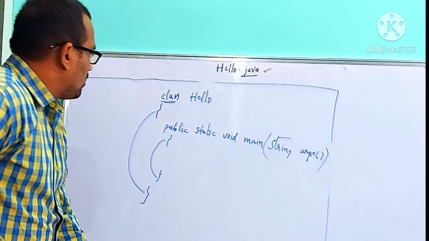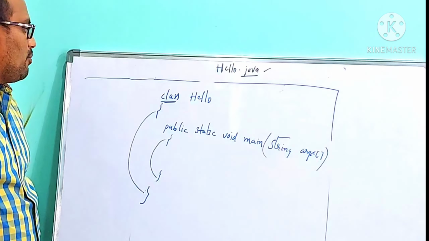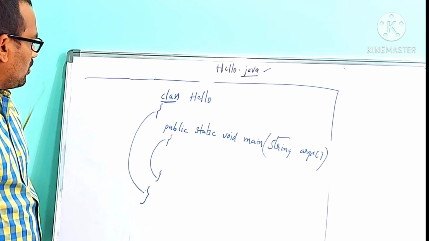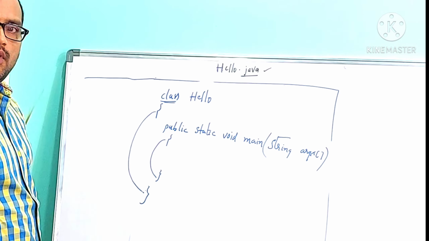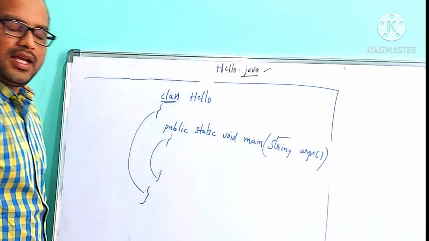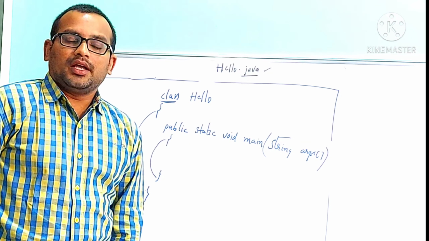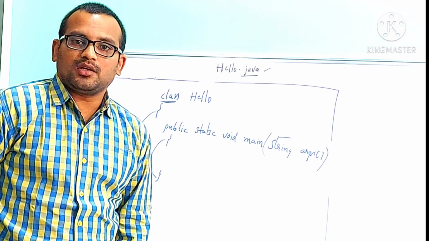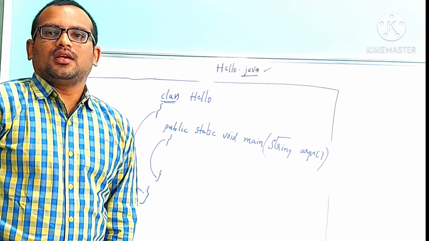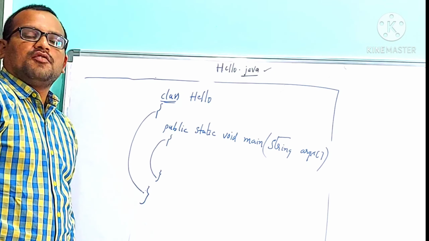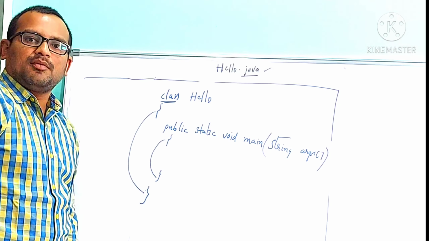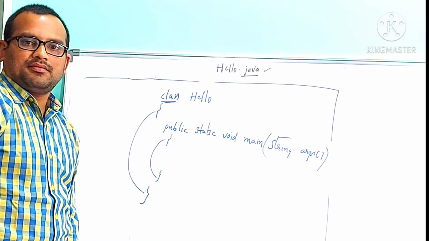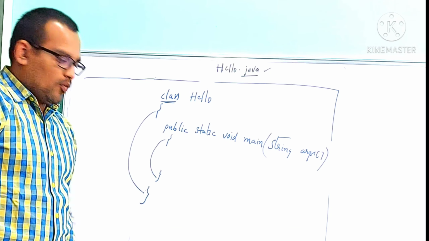What is meant by public static void main? I told you JVM is going to execute our Java program. While executing a Java program, execution should start from main method only, main function only. What is the difference between function and method? Both are same. Function and method both are same.